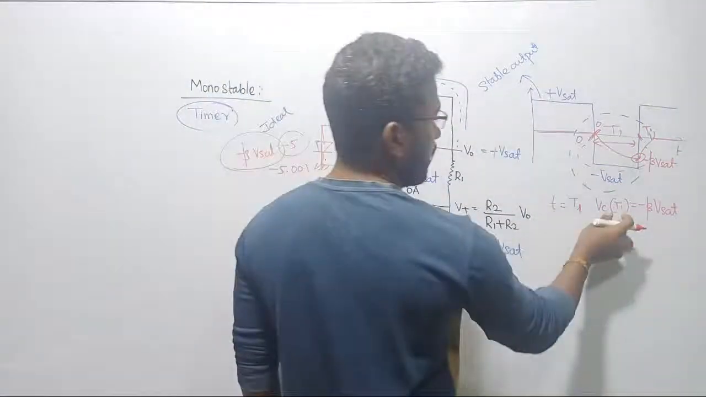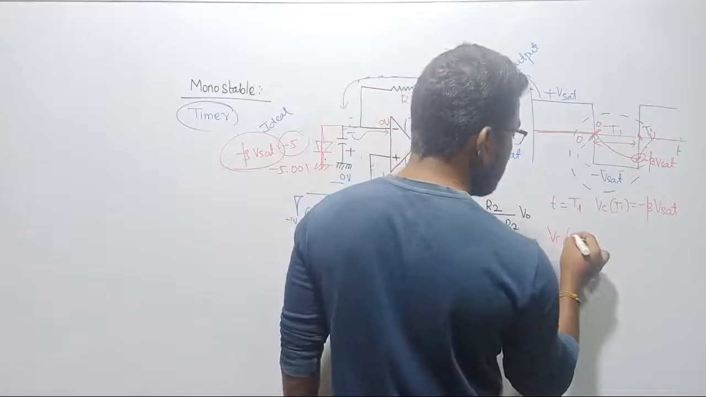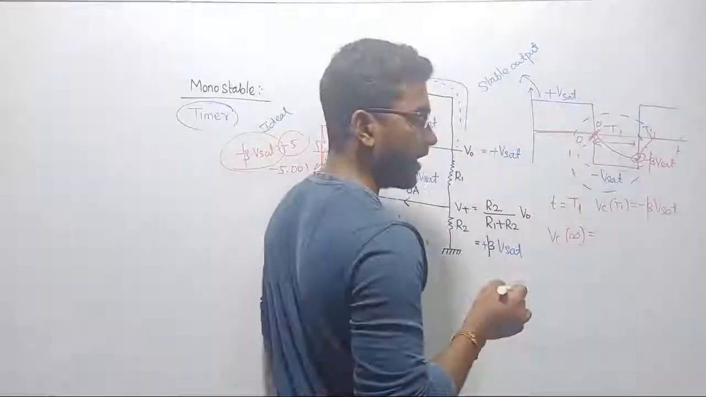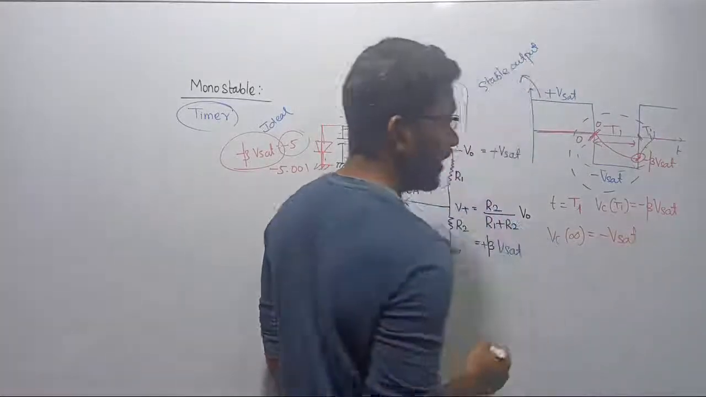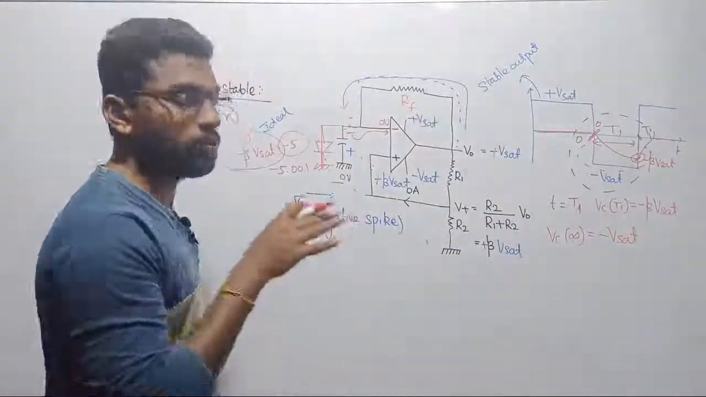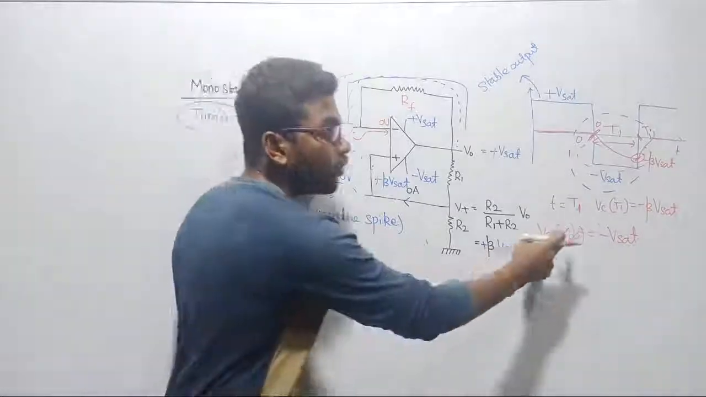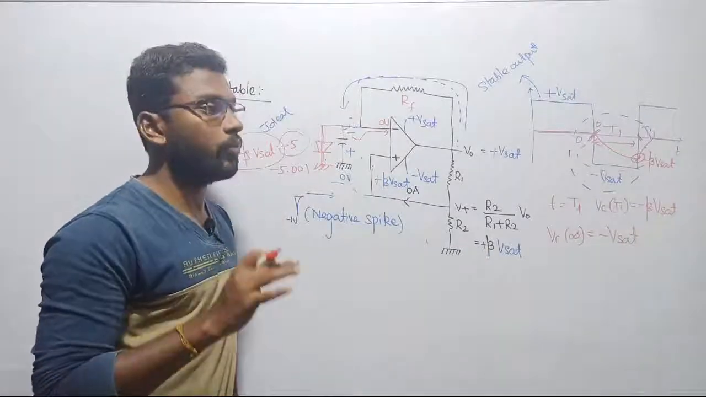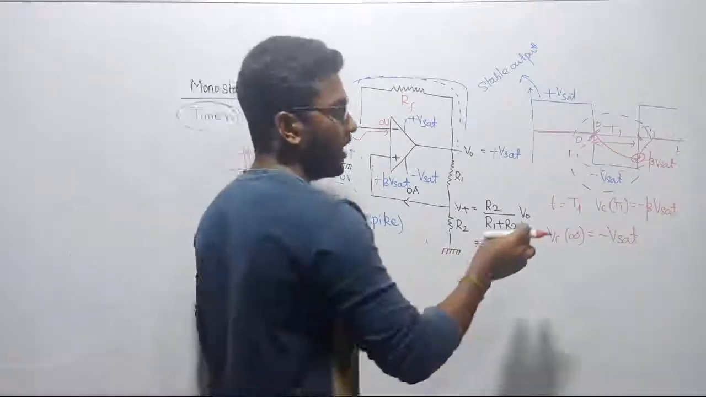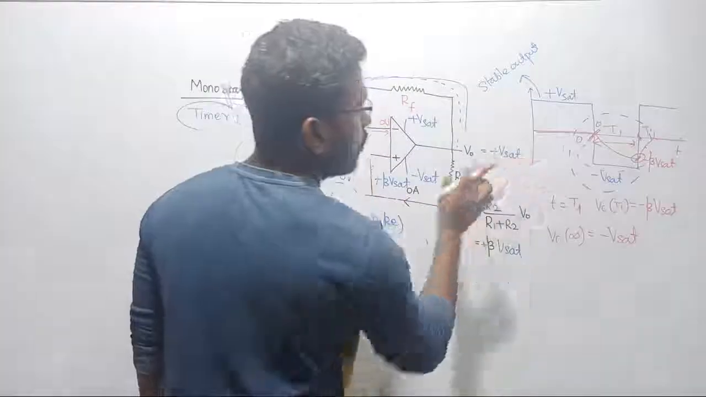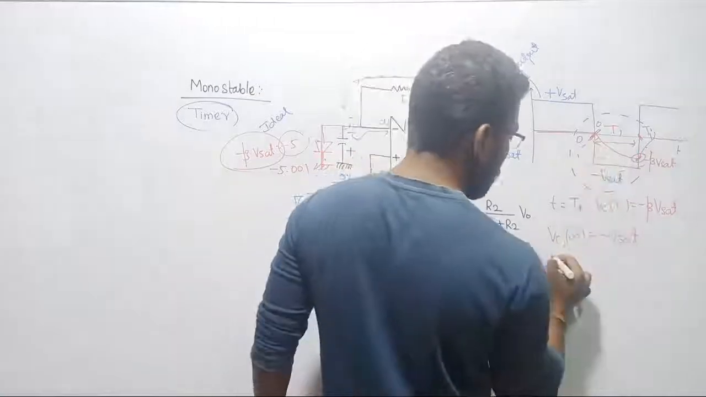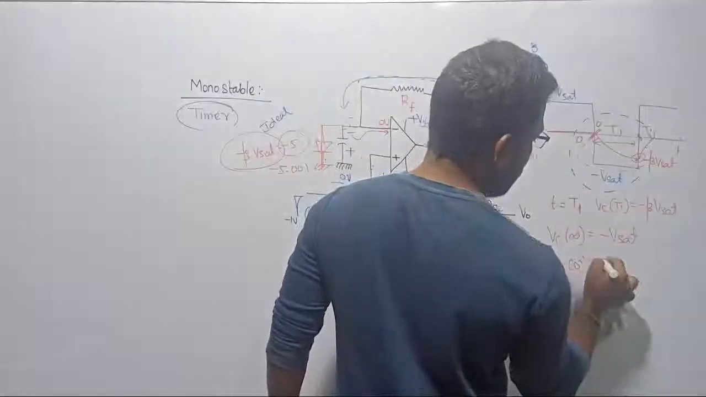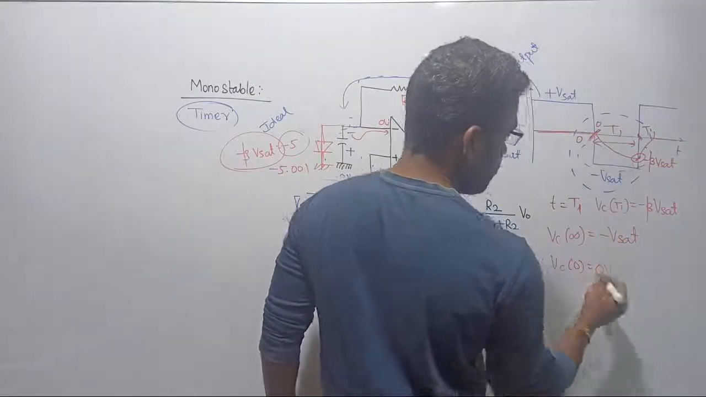This is the maximum voltage. But what is the capacitor's final voltage? Final voltage means, what is the maximum the capacitor can charge up to? Minus Vsat. If I allow the capacitor to charge up to infinity time, the capacitor becomes open, so the voltage across the capacitor will automatically become equal to minus Vsat. Okay, that we all know. What is the initial voltage? Initial voltage is 0. Initially there was no energy across the capacitor.